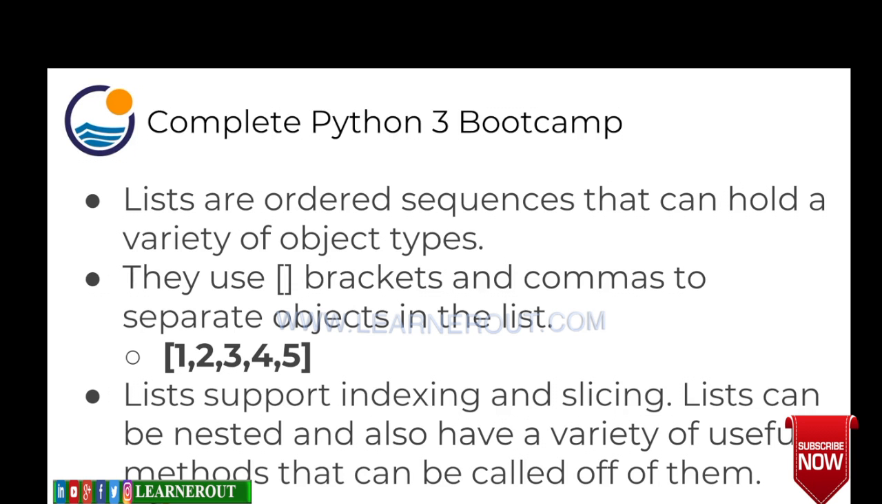Now let's begin discussing lists in Python. Lists are ordered sequences that can hold a variety of object types, and they use square brackets and commas to separate the objects in the list. For example, here we can see a list of numbers 1, 2, 3, 4, 5. And lists, just like strings, support indexing and slicing. Lists can also be nested and have a variety of useful methods that can be called off of them. Let's explore all these concepts in a Jupyter Notebook.